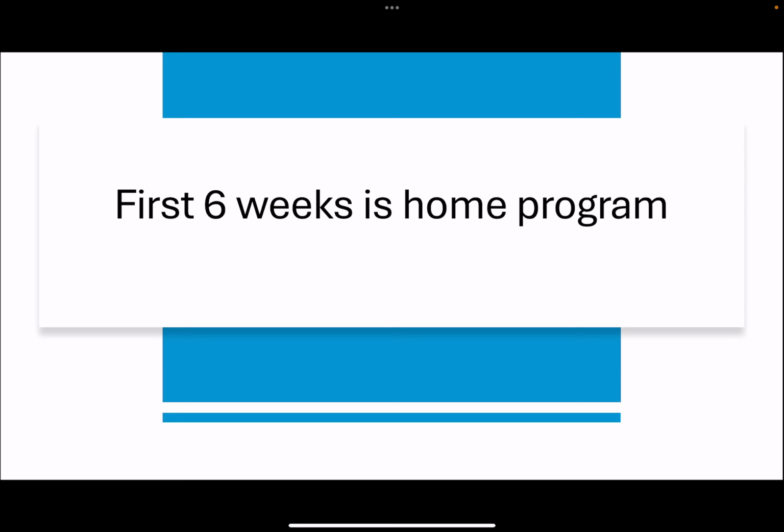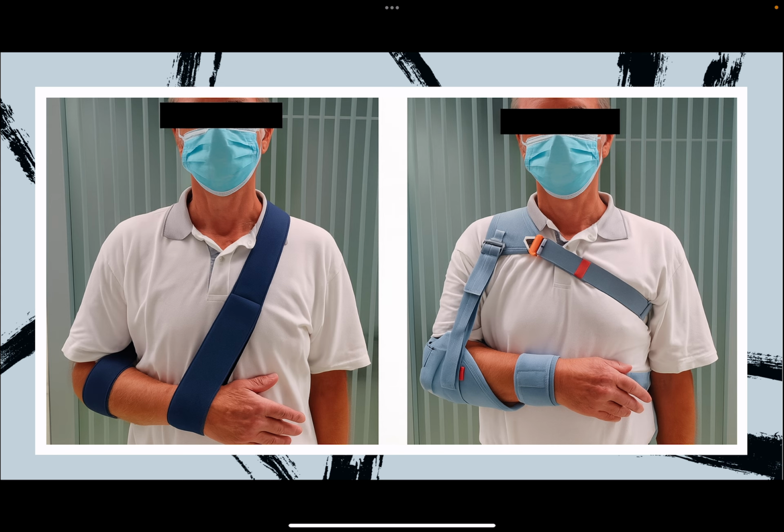The first 6 weeks post-operative is a home program. We start with a sling, like that. Here is a brace or sling.